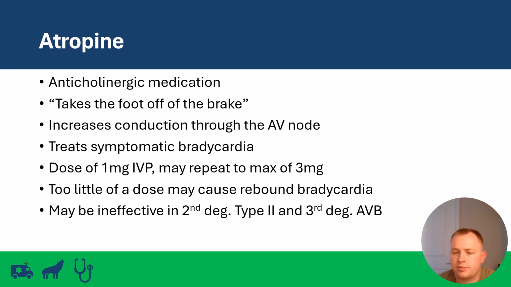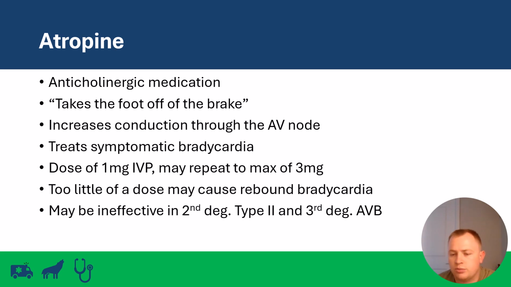The atropine increases conduction through the AV node, and it is used to treat symptomatic bradycardia. So essentially, when someone's bradycardic and they're hypotensive, and it's because of the slow rate. The dose is 1 milligram, and it can be repeated to a max of 3 milligrams.